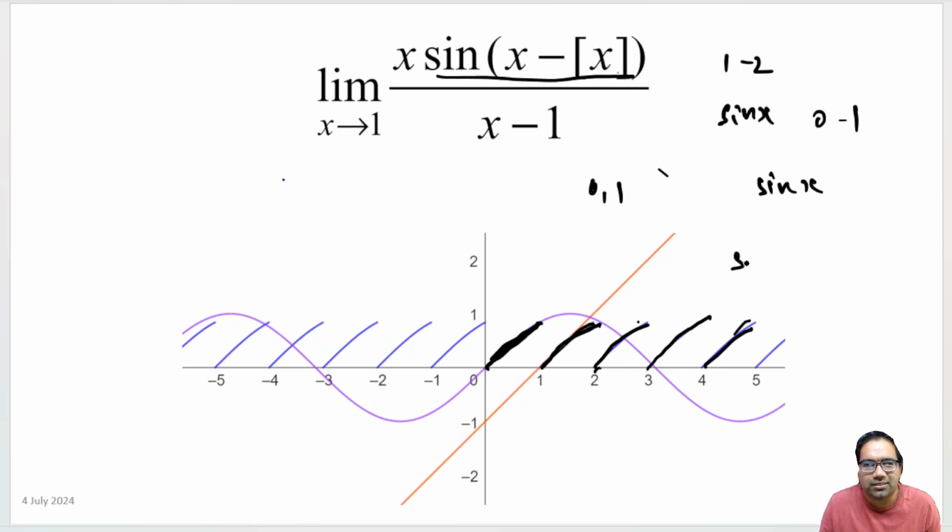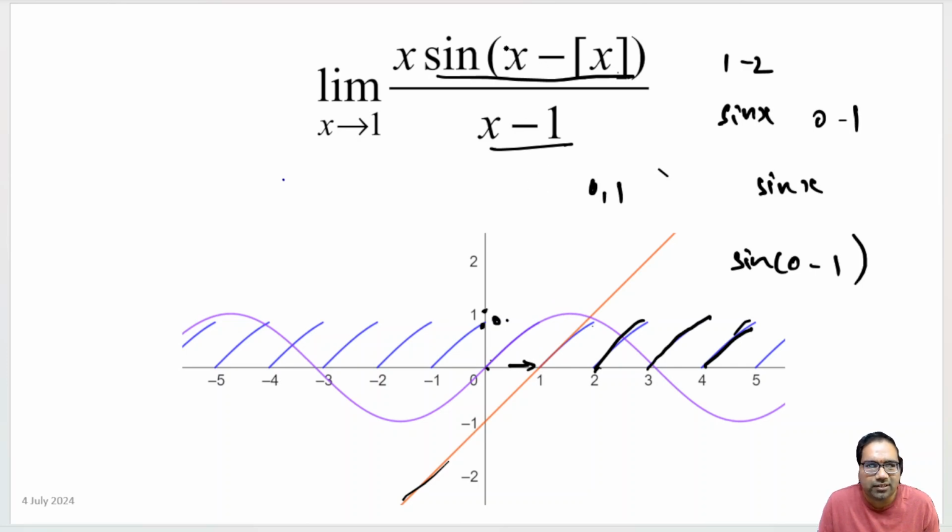Basically, this part is always between sine of 0 to 1, in terms of radians. Sine of 0 to 1 is this part of our sine curve. This is roughly equal to 0.8 at this point, and the highest point is 1. So now the numerator is actually repeating itself. What is the numerator? The numerator is this graph. Now the denominator, x minus 1, is continuous. Now if you try to see, we are approaching from the left.